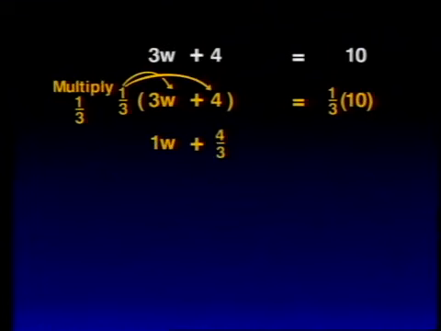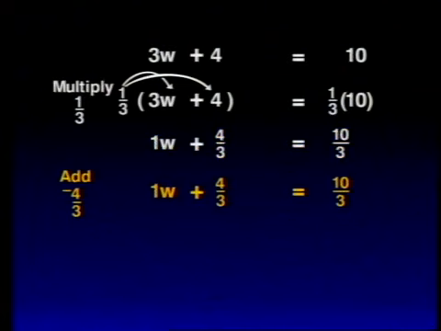We get 1w + 4/3 = 10/3. This is not very pleasant looking, but it certainly gave us 1w. So how can we make a 0 out of 4/3? Be careful. That's right. Add the opposite. And what is the opposite of 4/3? Yes, negative 4/3. Remember, we are trying to make a 0. And what do we get when we add negative 4/3 to both sides?